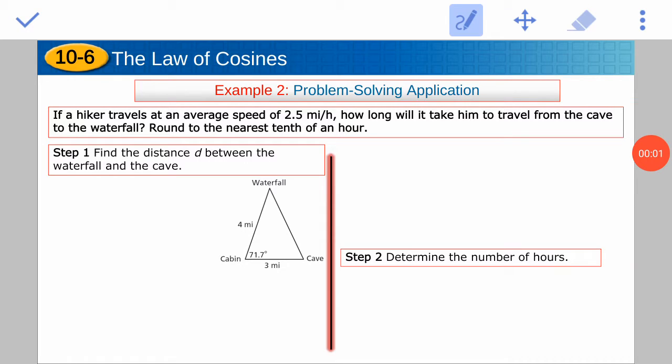Welcome back everyone, part 2 of section 10-6, the law of cosines. Take this word problem application.